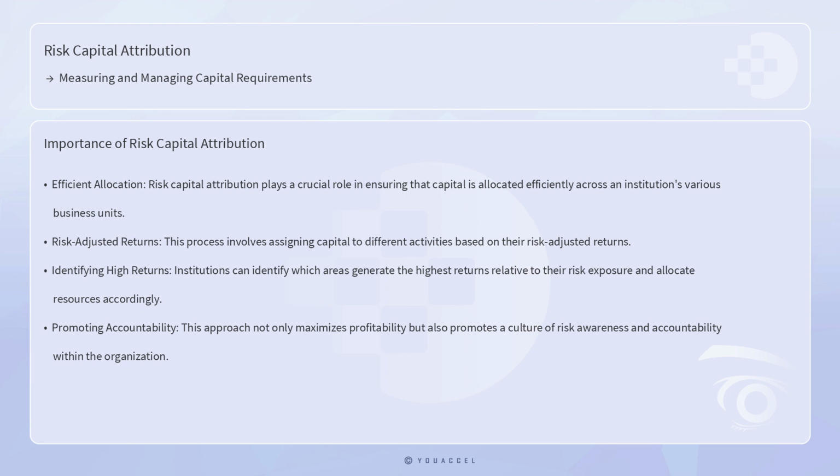Risk capital attribution plays a crucial role in ensuring that capital is allocated efficiently across an institution's various business units. This process involves assigning capital to different activities based on their risk-adjusted returns. By doing so, institutions can identify which areas generate the highest returns relative to their risk exposure and allocate resources accordingly. This approach not only maximizes profitability, but also promotes a culture of risk awareness and accountability within the organization.